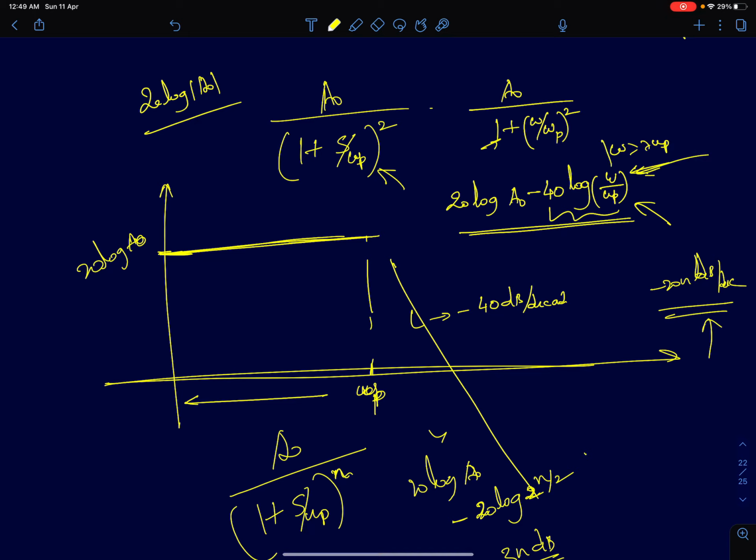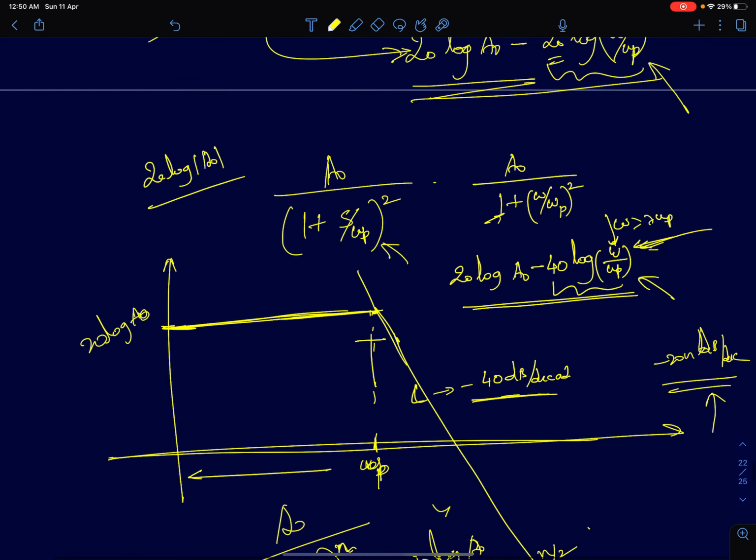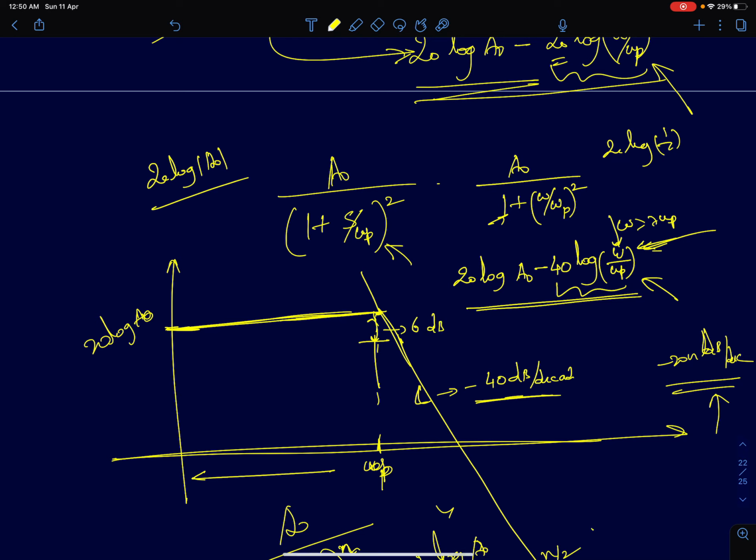The same thing holds true here as well. If I increase my omega by 10 times, the gain will reduce by 40 decibels. So for a decade change in frequency, the gain reduction is minus 40 decibels per decade. For the graph, you just have to join both these lines, and the point where they intersect will be omega equal to omega p. Now at omega equal to omega p, since there are two poles, the gain would have reduced by 20 log of 1 by 2, which is 6 decibels. So it will be 20 log of A0 minus 6 decibels. 20 log of 2 is 6, so it would have reduced by 6 decibels.